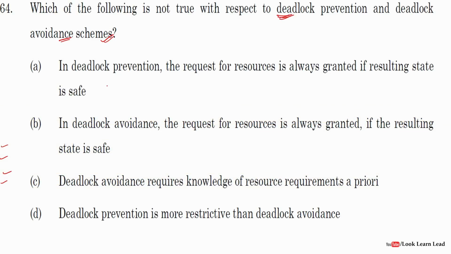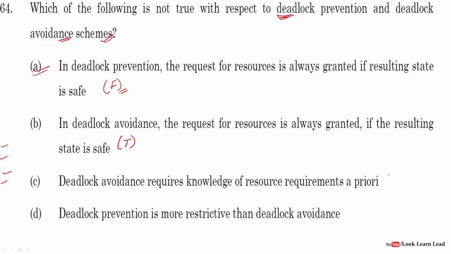Okay, now here, in deadlock prevention, the request of resources is always granted if the resulting state is safe. So in deadlock prevention, even if the resulting state is safe, if those four conditions are not met, then the resources won't be granted. So this is false. So our answer is the first one only, but we will see the other options also. In deadlock avoidance, the request of the resource is always granted if the resulting state is safe. Yes, it is always granted. True.